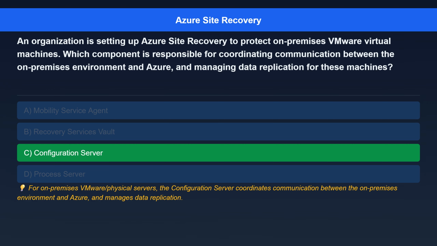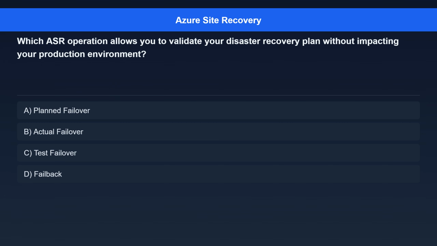The correct answer is Configuration Server. Here's the explanation. For on-premises VMware/physical servers, the Configuration Server coordinates communication between the on-premises environment and Azure, and manages data replication.